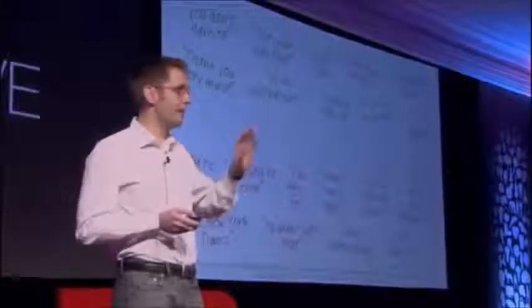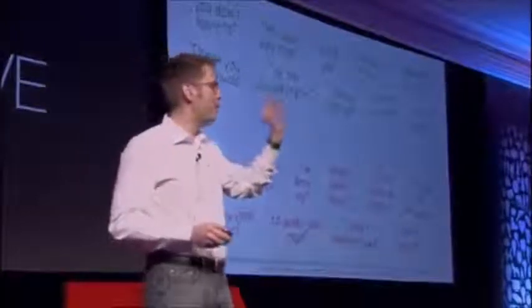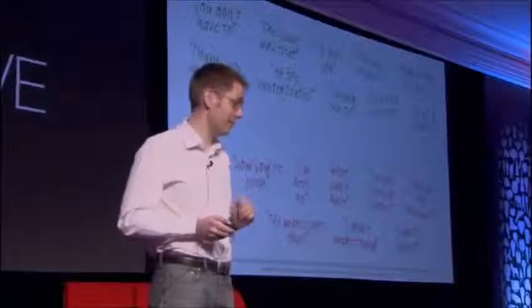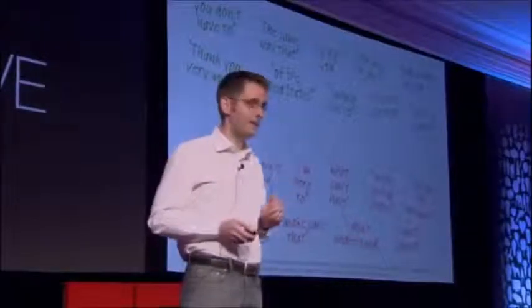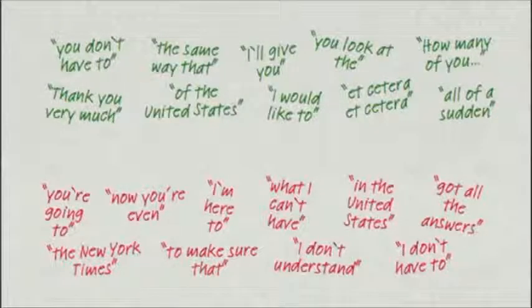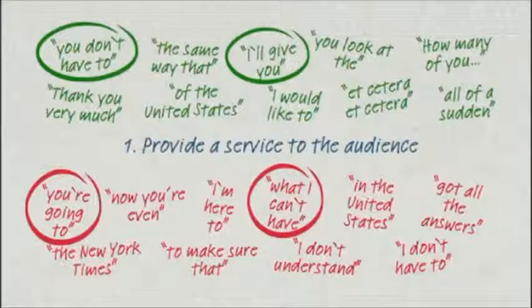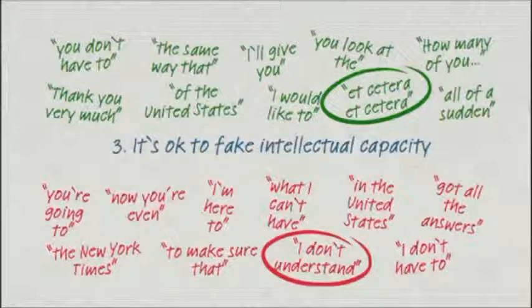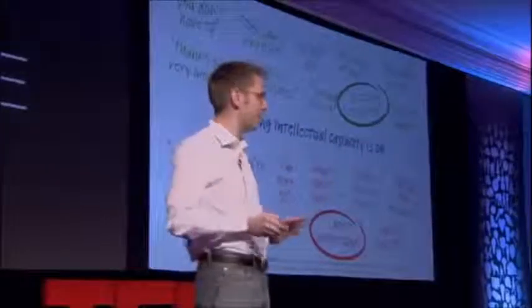While you're pushing the clock, there's a few rules to obey. I found these rules out by comparing the statistics of 4-word phrases that appear more often in the most favorite TED Talks as opposed to the least favorite TED Talks. I'll give you 3 examples. First of all, I must, as a speaker, provide a service to the audience and talk about what I will give you instead of saying what I can't have. Secondly, it's imperative that you do not cite the New York Times. And finally, it's okay for the speaker, that's the good news, to fake intellectual capacity. If I don't understand something, I can just say etc., etc. You'll all stay with me.